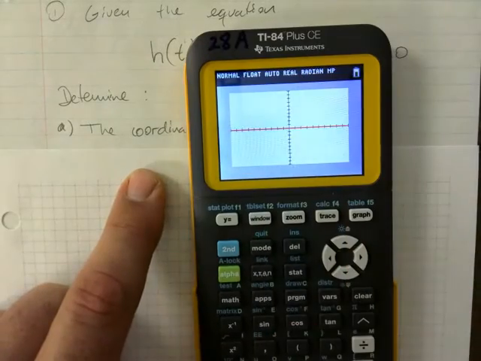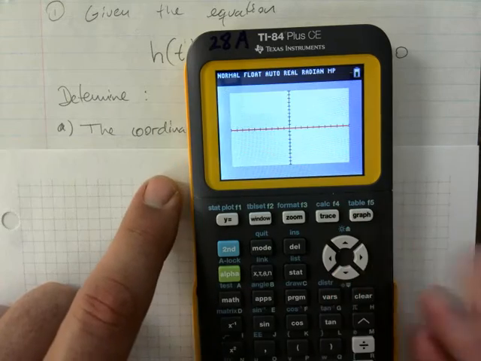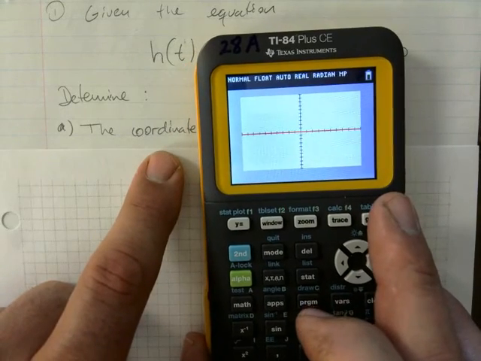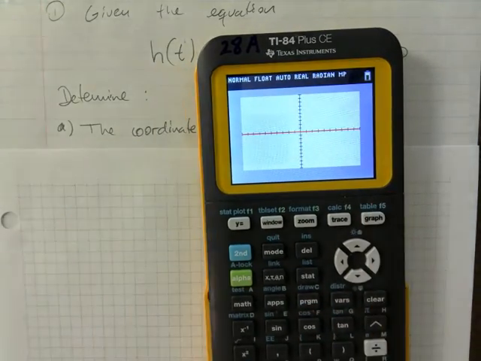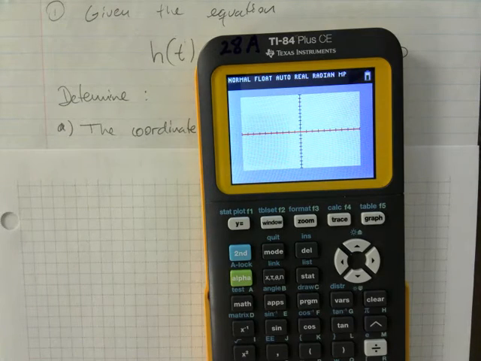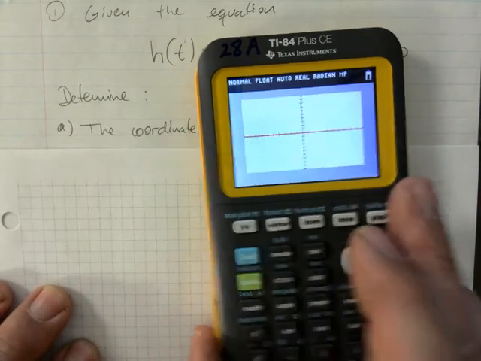So I don't see a thing right now. Okay, I don't see a thing. So let's see what we can do to adjust our window. You can just randomly start increasing your window, but that could be time consuming.